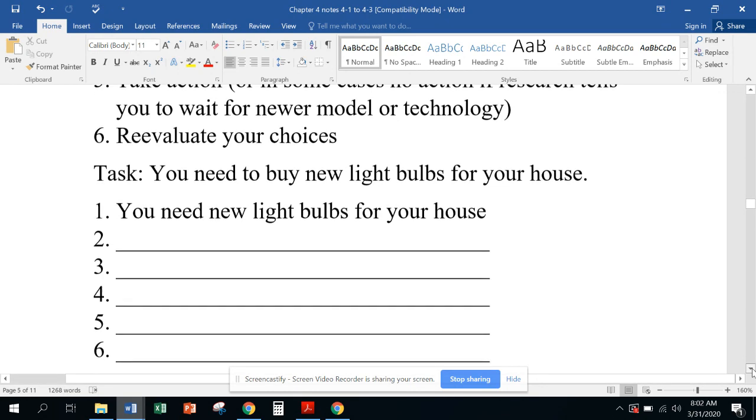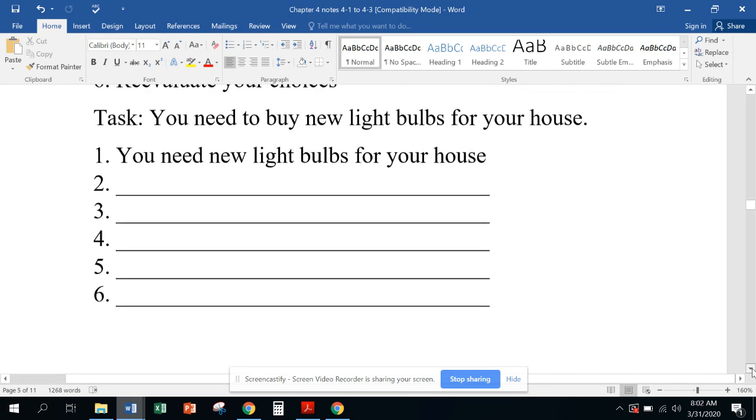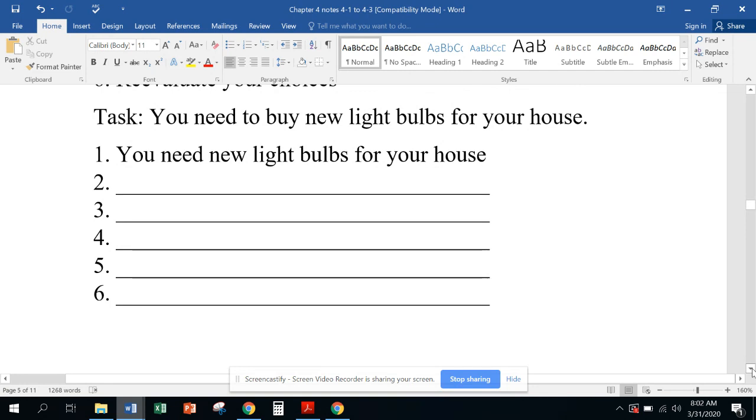So now here's a little task for you to do today. You need to buy light bulbs for your house, and we're going to compare the different types of options that you have out there. The first thing is, we need new lights for our house, and I want you to walk around your house to every room, and start counting the number of light bulbs that you actually have in your house. I know it's something you don't think about a lot, but that number is going to get quite big.